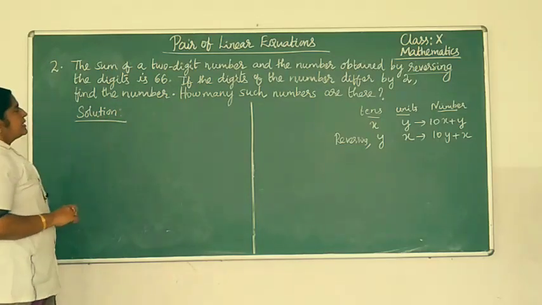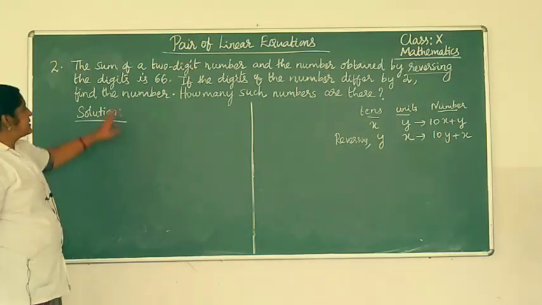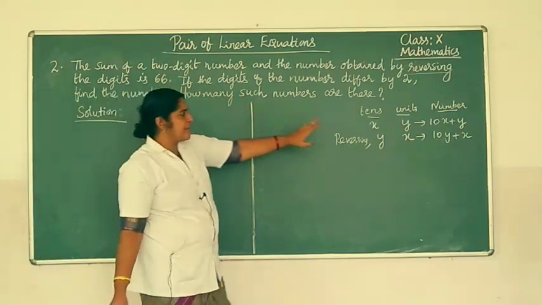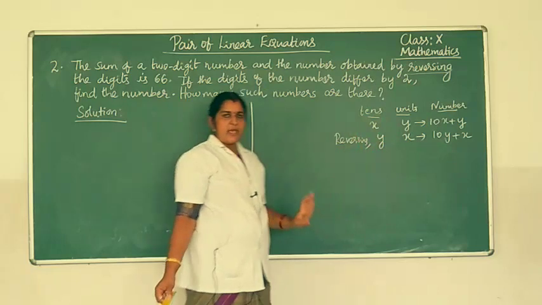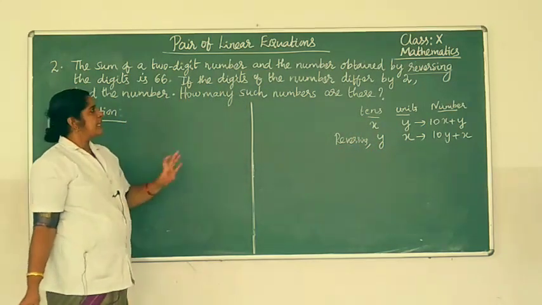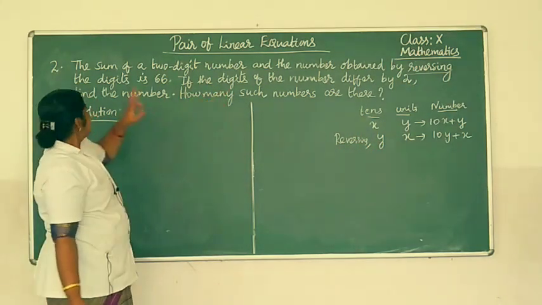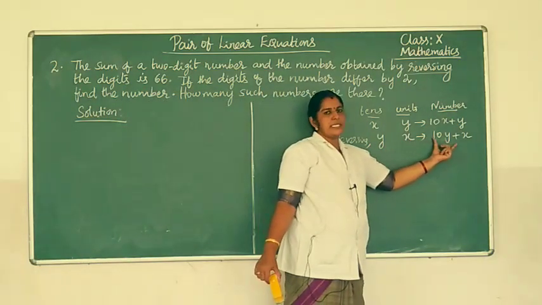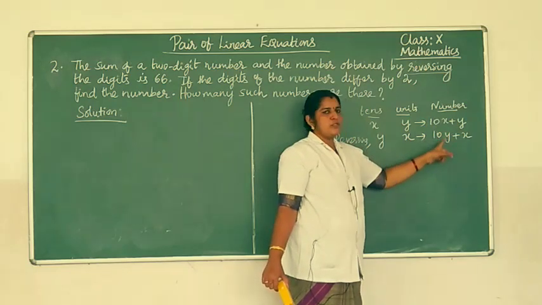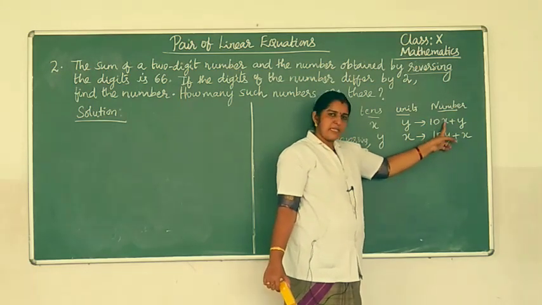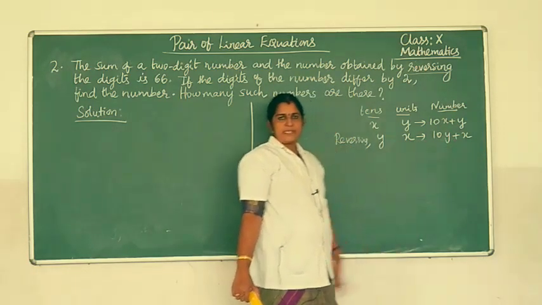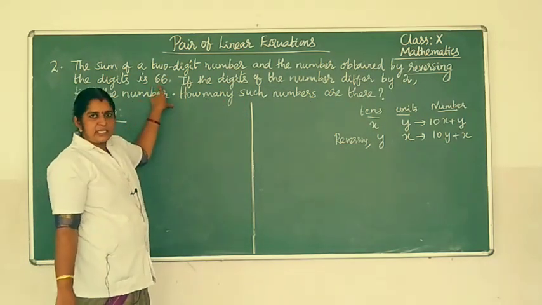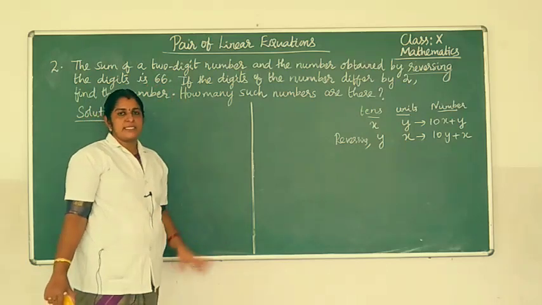Solution. The sum of a, first sentence, the sum of a two-digit number. So two-digit number, first we are taking as 10x plus y. So the sum of this two-digit number and the number obtained by reversing. So what happens when we reverse the number? It becomes 10y plus x. So this two numbers sum, 10x plus y plus 10y plus x. The sum of these two numbers is how much? 66. So that is our first equation.